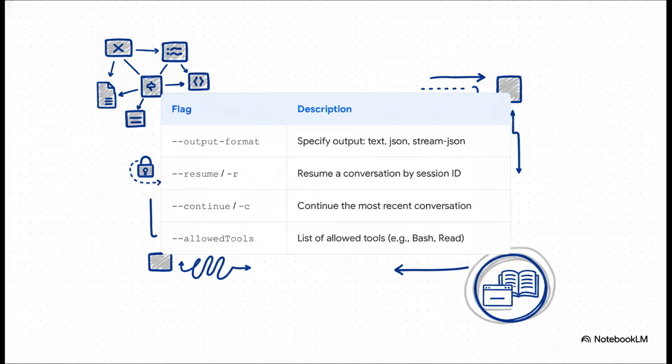And the control you get goes way, way beyond just a simple answer. You can manage the entire task right from the command line. Flags like --resume and --continue let you maintain context so you can pick up a conversation right where you left off, even across different script runs. And --allowedTools is absolutely crucial. It acts as a safety rail, letting you decide exactly what tools the AI is allowed to touch.